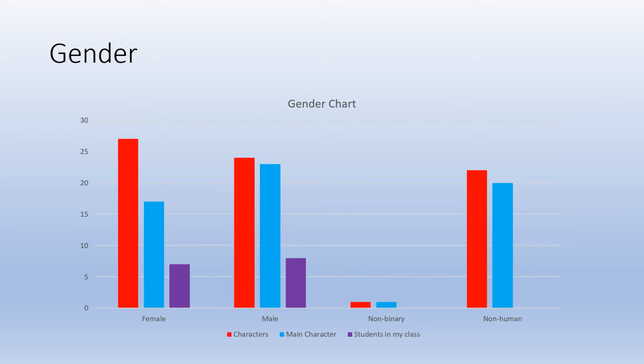In my classroom, I have a good ratio of boys to girls. There's 7 girls and 8 boys in my classroom. And my class currently doesn't have any students who consider themselves non-binary.